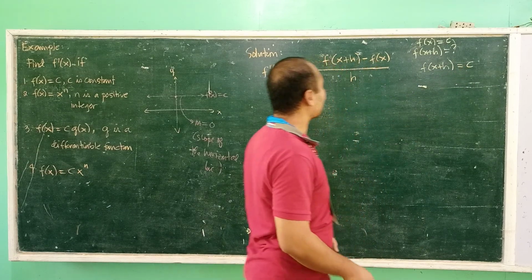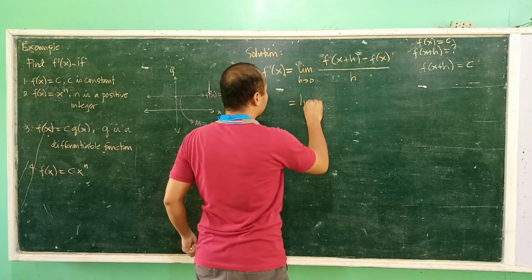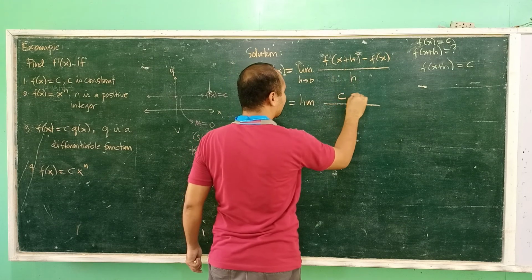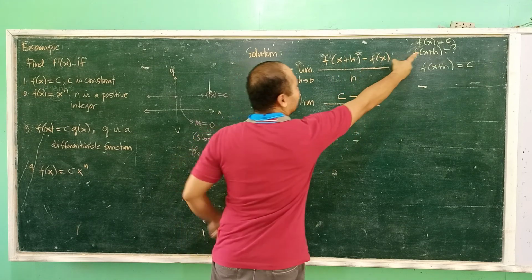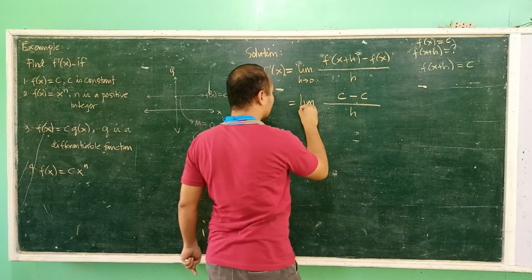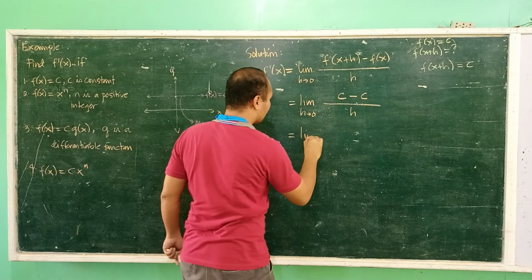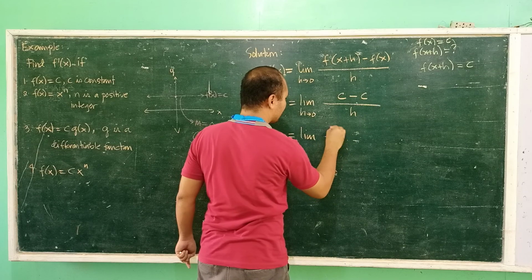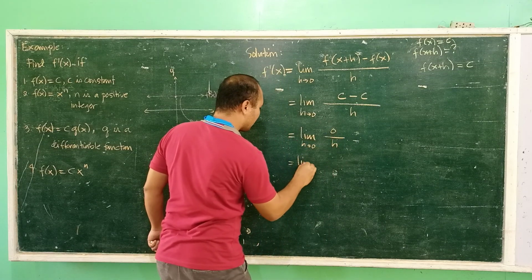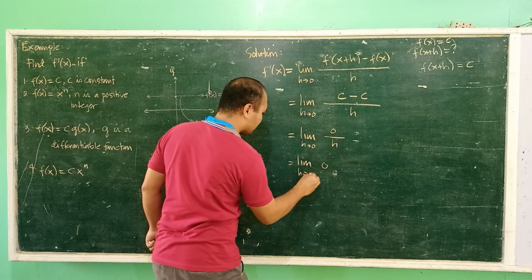And we know this one, f of x. So, we have this relationship: limit of, what is f of x plus h? That is c. Minus, what is f of x? f of x is c. So, this is also c, all over h, as h approaches 0. So, therefore, this is just limit of, what is c minus c? That's 0 over h as h approaches 0. So that is limit of 0 as h approaches 0.